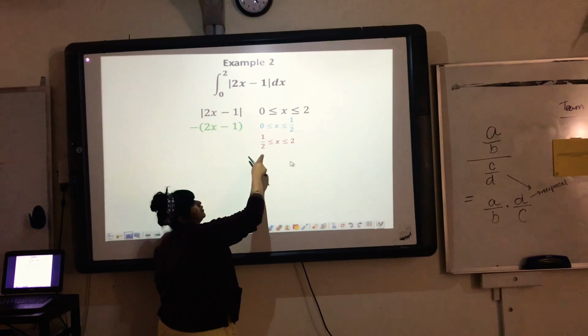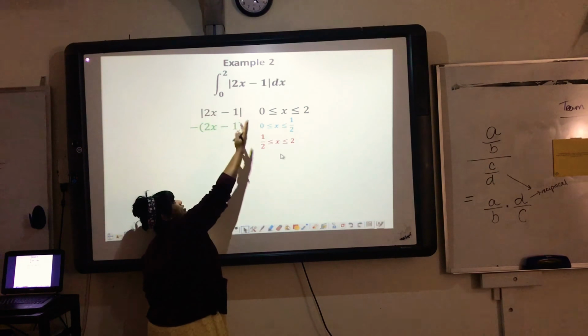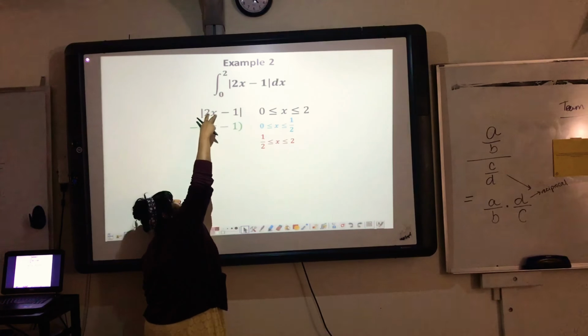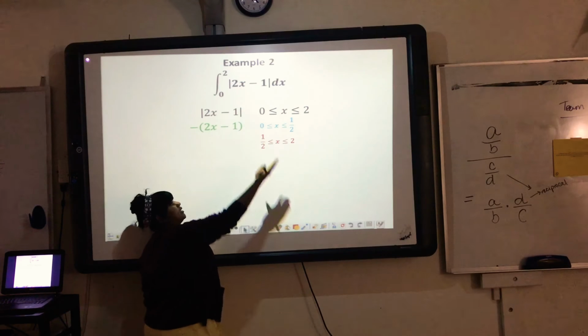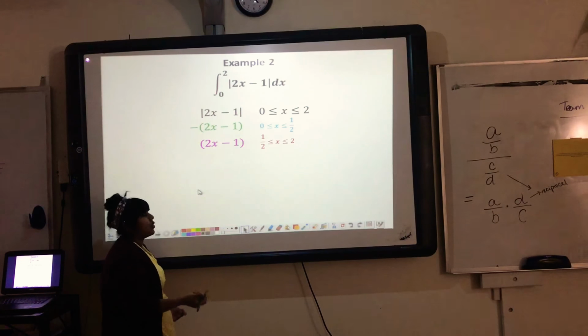Now we're going to look at our second interval. So let's plug in a value. Let's plug in 2. This becomes 4 minus 1. That's a positive value. Let's plug in this one, 2 times 1/2. 1 minus 1 is 0. Neutral, but it's still not negative. So that means we're going to use our original equation.